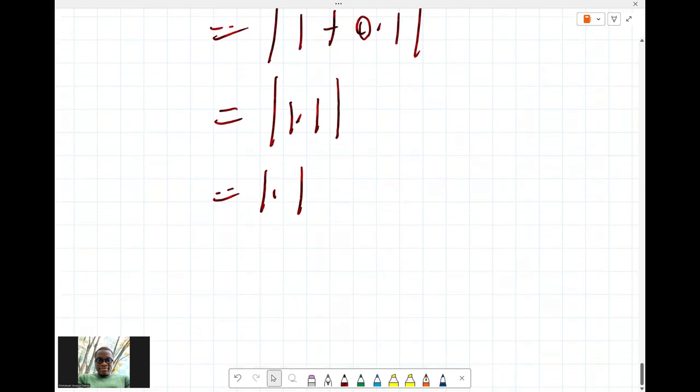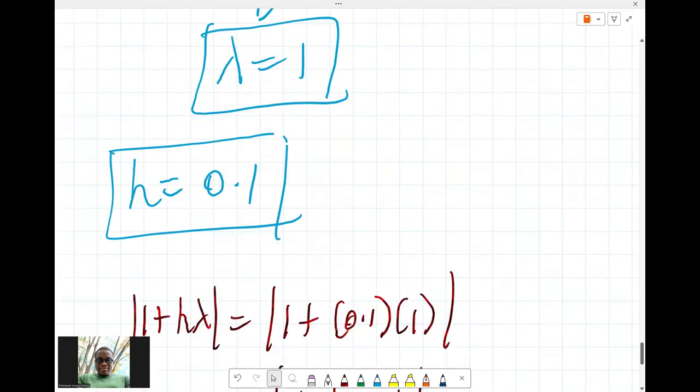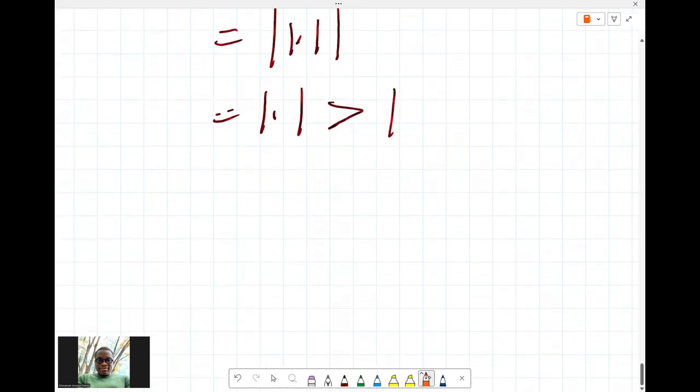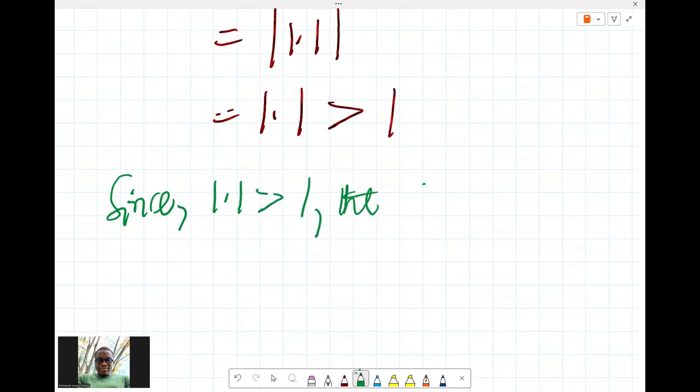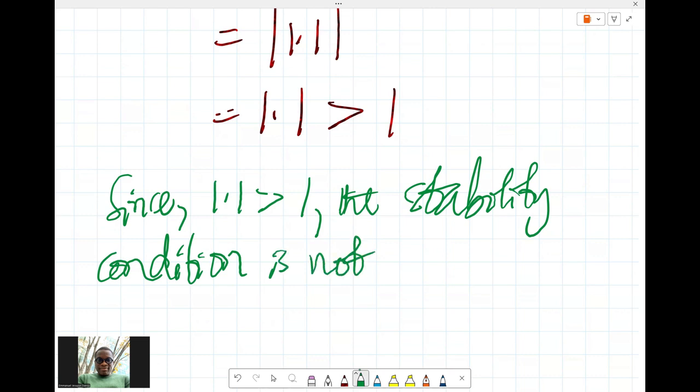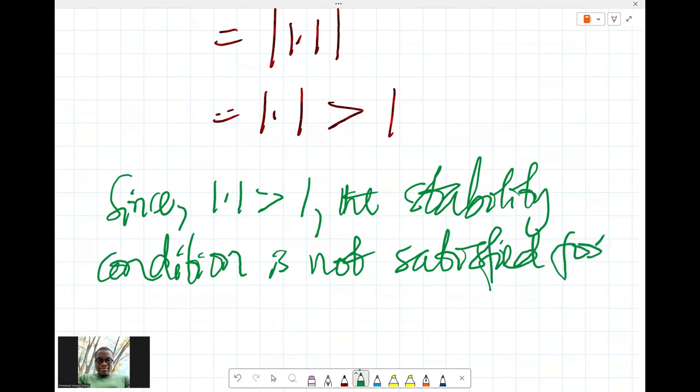And that is simply 1.1. So that is greater than 1 actually, but the condition states that it should be less than 1. So we have the opposite of what we really want in this situation. So since 1.1 is greater than 1, the stability condition is not satisfied for this equation.